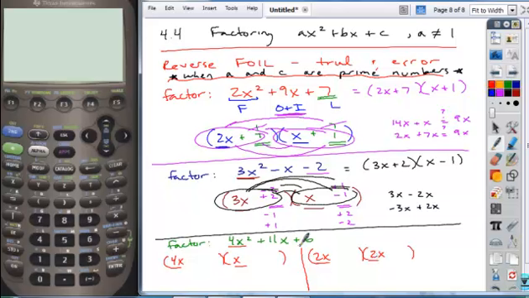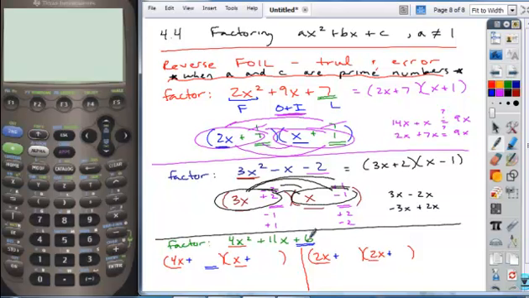Okay, and now we can look at our last term. Our last term has to have a product of positive 6. So the fact that it's a positive product means the signs are the same. The fact that the outer plus inner sum is positive means those signs have to be plus. So we know that these are all going to be plus, so that at least cuts in half all the potential values we need to test.